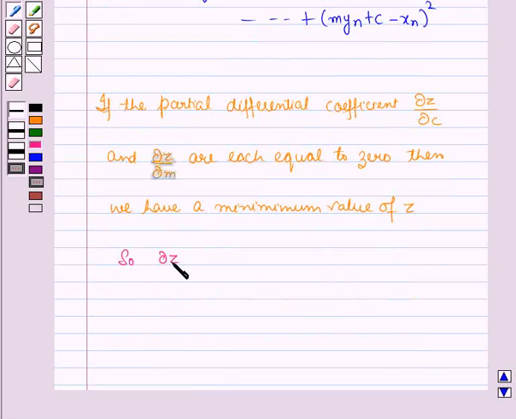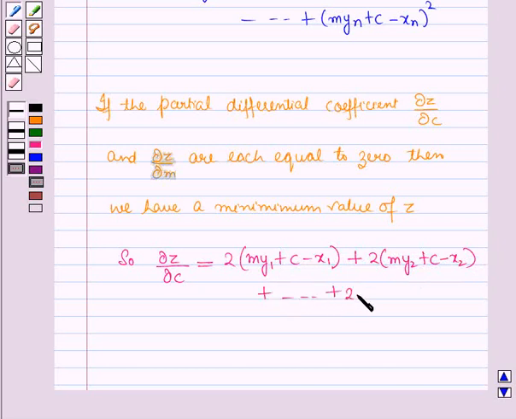So ∂z/∂c is equal to 2(my1 + c − x1) + 2(my2 + c − x2) + and so on up to 2(myn + c − xn), which is equal to 0.